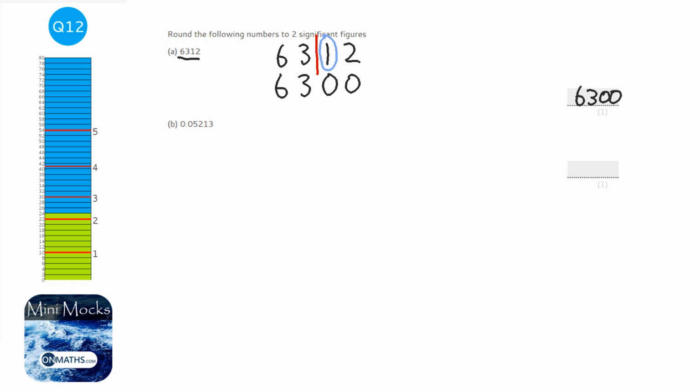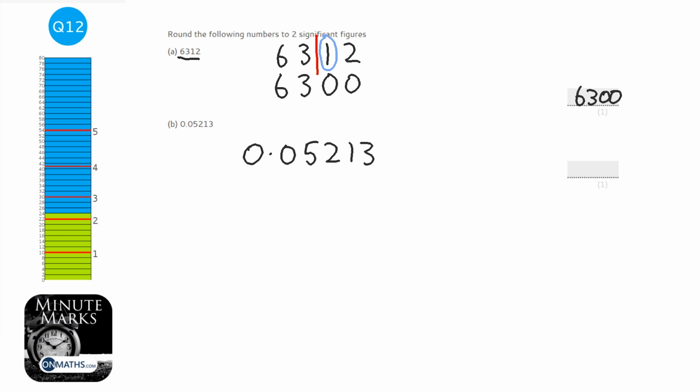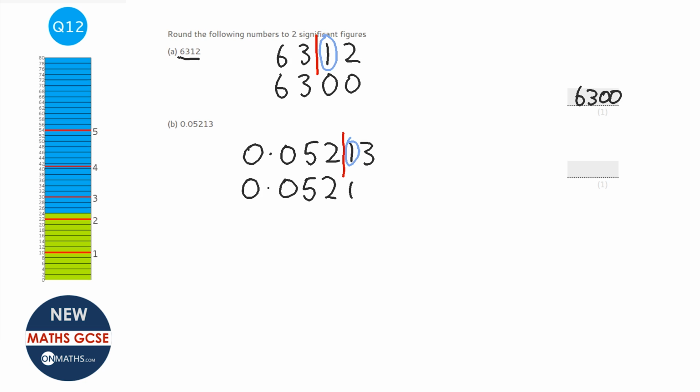Now on question B, this is an exception that we've got to remember with significant figures. You don't start counting until you hit a number that's not a 0. So the first number is 5 and the second one is 2. So the line will go here. Then let's have a look at our decider number where it's 1 again, so it's less than 5. So we're going to have 0.052.